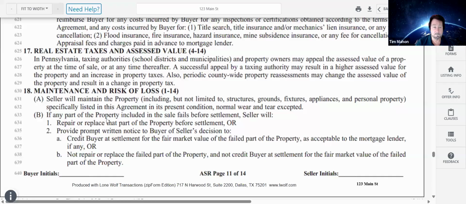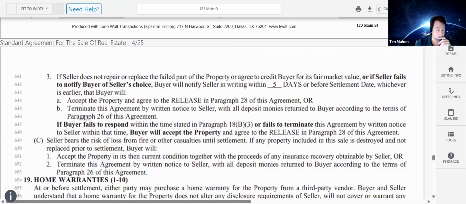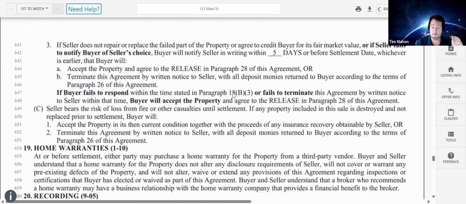So, you go in there on the day of the walkthrough, and you find out there's something missing that's supposed to be there. Someone stole the stove last night. Someone broke a window. Okay. Then the seller has to get that fixed, whether it's an insurance claim or whatever the case may be. And if the seller does not repair or replace any failed part or fails to notify the buyer of their choice, the buyer will tell the seller whether they will accept the property or terminate the agreement of sale. And if the buyer fails to respond, then they are accepting the property. If they fail to respond, they accept the property and release the seller from all harm.